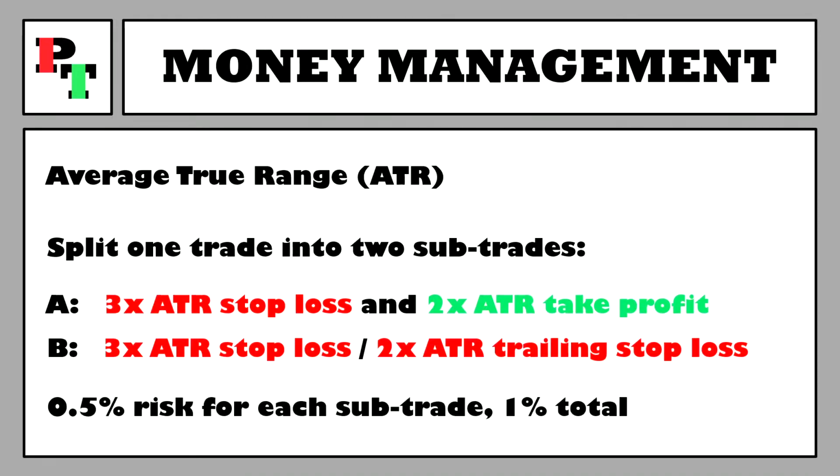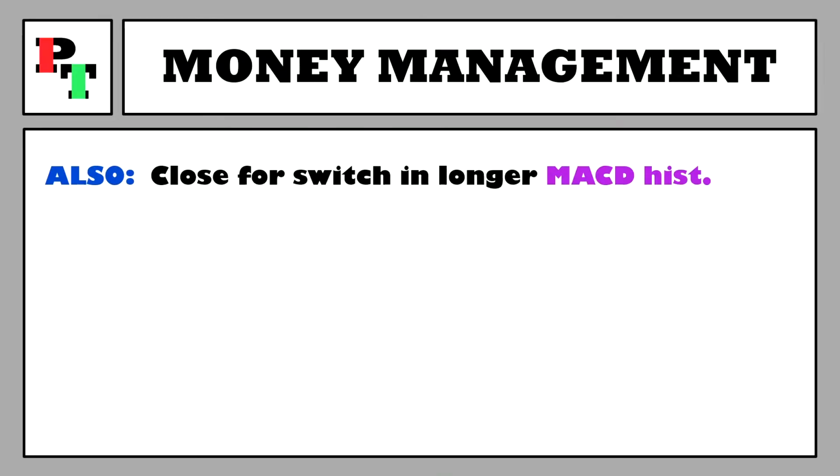Each of those subtrades will bear a risk value of 0.5% of our money, meaning that each trade in total will risk a maximum 1% of our capital. That should mean that we don't lose too much, even if the trades do end up going really badly. Another trick we'll use is that we will also close down the trade if our MACD histogram switches its signal against us. That's the longer term filter. If that moves against us, we will shut it down.